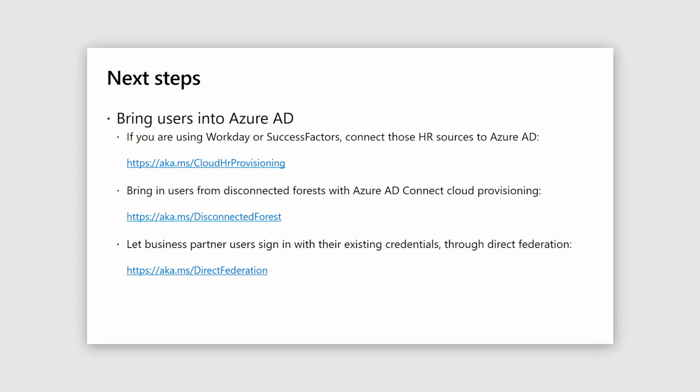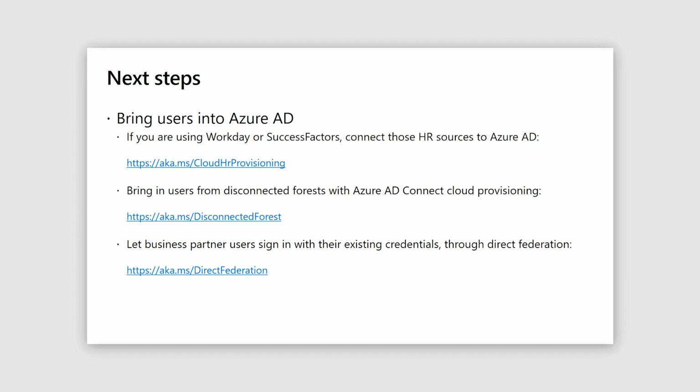If you have other Active Directories, perhaps from a merger or acquisition beyond your own on-premises Active Directory, you can also connect those Active Directory forests to your Azure AD using Azure AD Connect Cloud Provisioning. So again, you have a consistent view of who should have access, and you don't end up creating duplicate Active Directory or Azure Active Directory accounts for those employees.